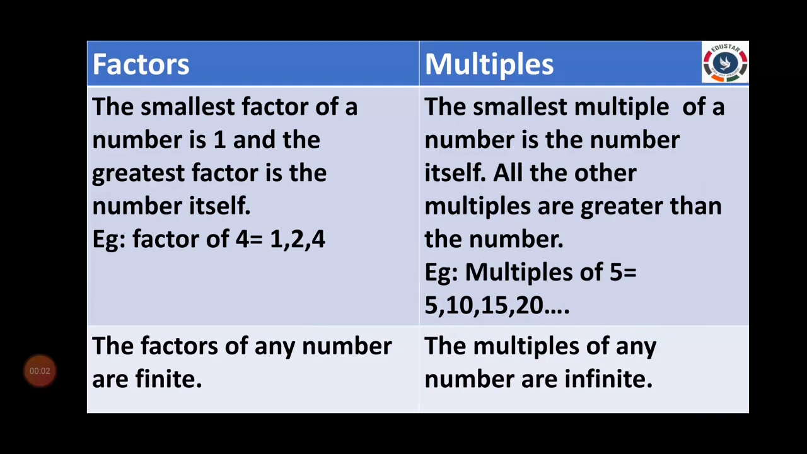Then the fourth point: the factors of any number are finite. For example, how many factors does 4 have? Only 3 factors. Limited numbers only. But the multiples of any number are infinite. For example, the multiples of 5: 5, 10, 15, 20, 25, 30, 35, 40, 45, 50. It's going on like that. That is infinite.